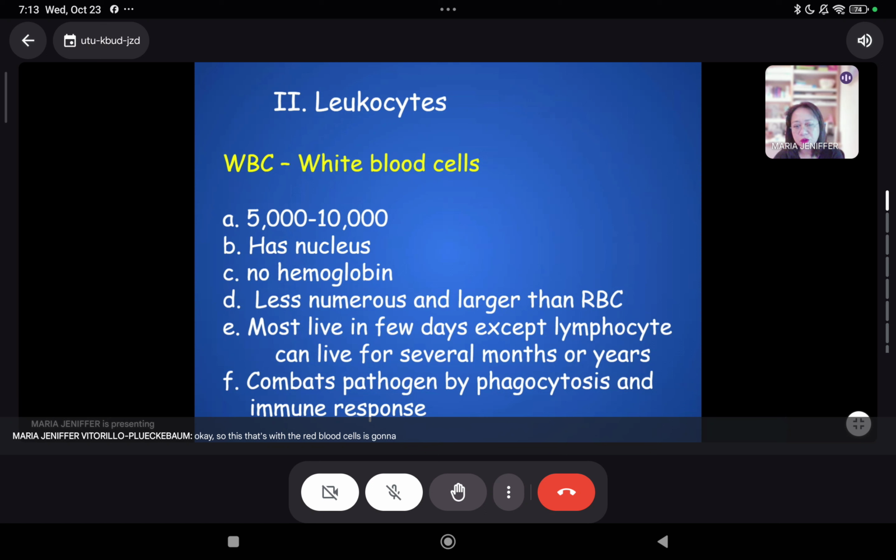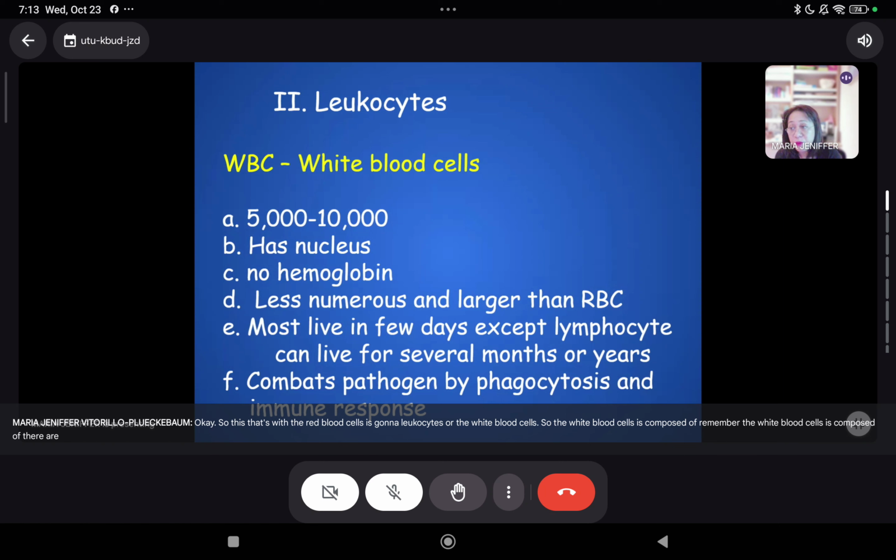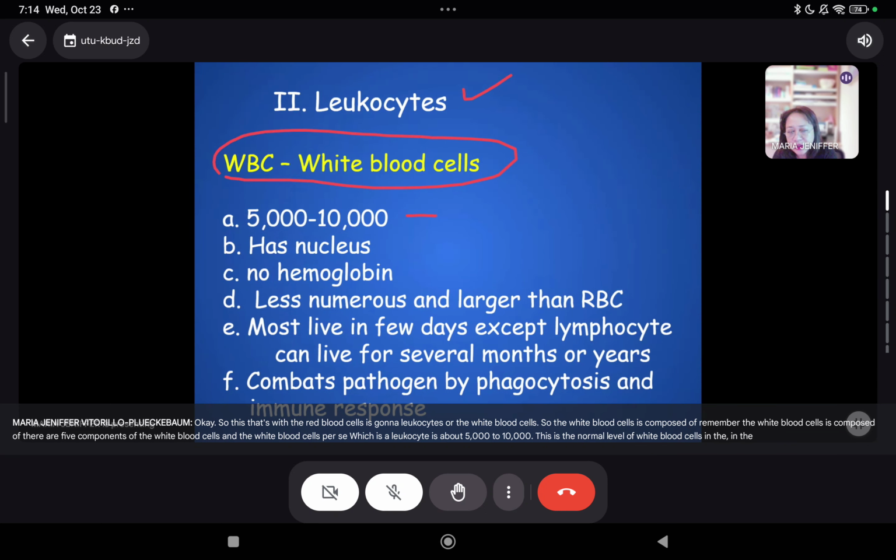Let's go now to the leukocytes, or the white blood cells. Remember, there are 5 components of the white blood cells. And the white blood cells per se, which are the leukocytes, number about 5,000 to 10,000. This is the normal level of white blood cells in the circulation.